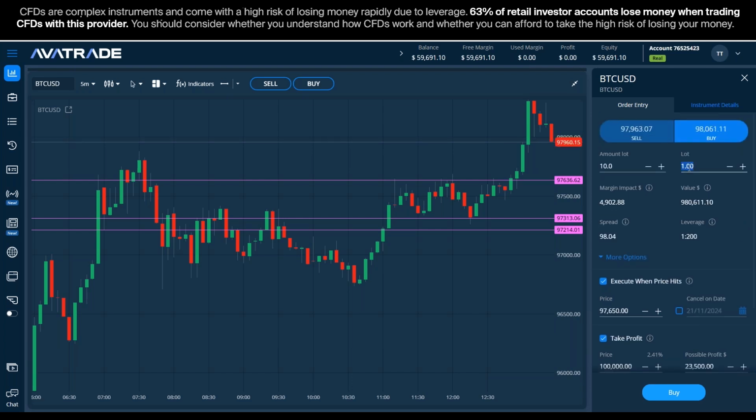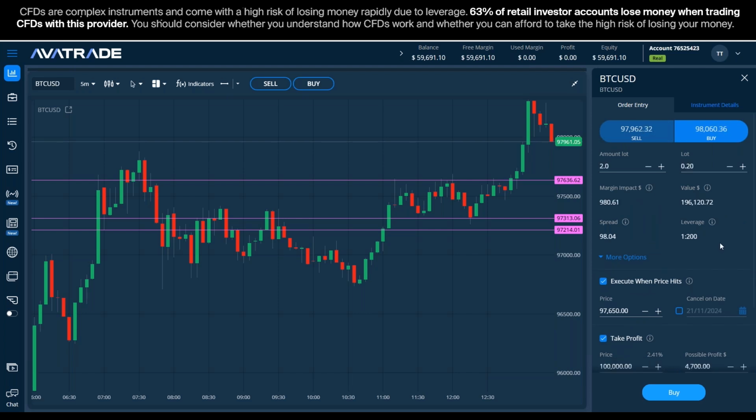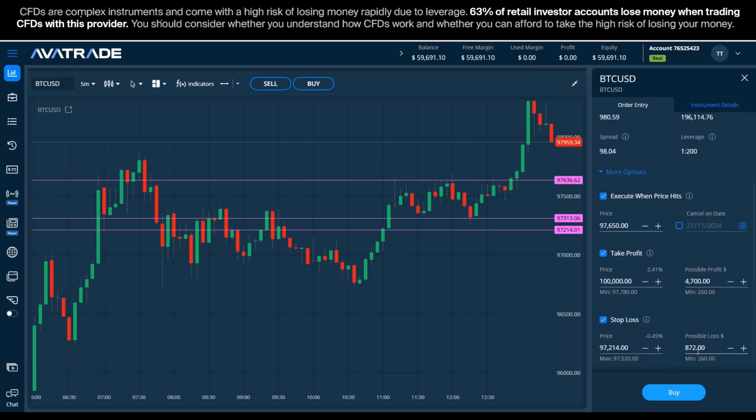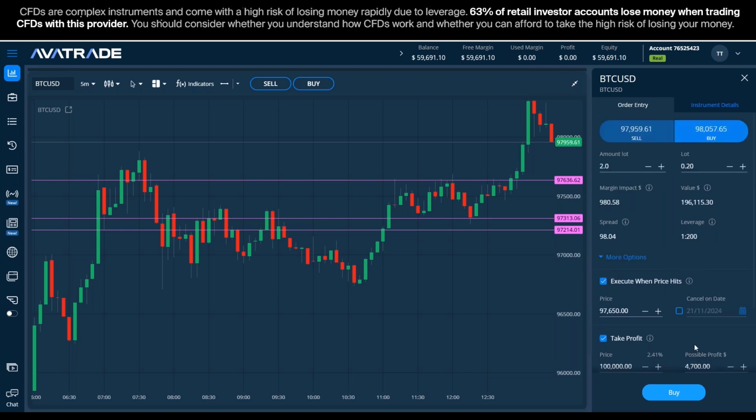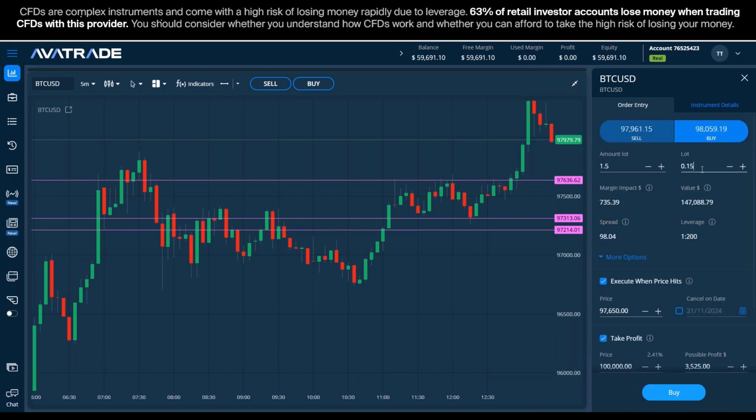So maybe I say 0.2 as a trade size. Now I'm risking 872. Maybe I want to risk 600, which is about 1% of my demo balance here, my demonstration account. So if I go to 0.15, what am I risking? 654. 0.14. Okay, now I've zeroed in.